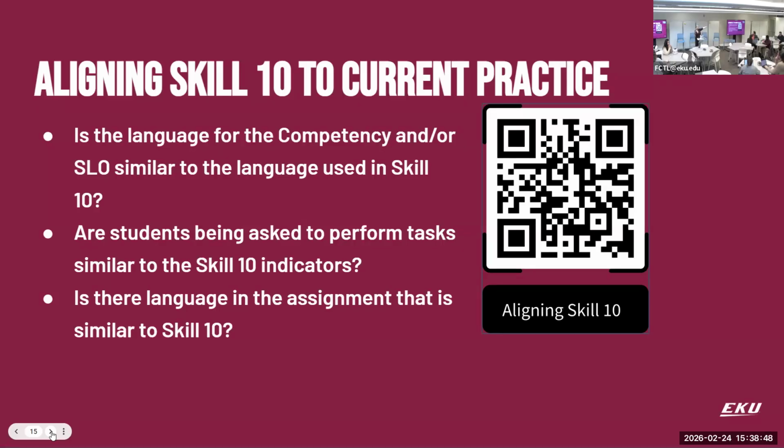Also, are students already being asked to do something that is essentially use information for decision making or that aligns with one of these indicators? Does the assessment already do this in some way? And if not, is there language in the assignment that's similar to skill 10? I'm going to give you all a minute or two to discuss that at your tables.